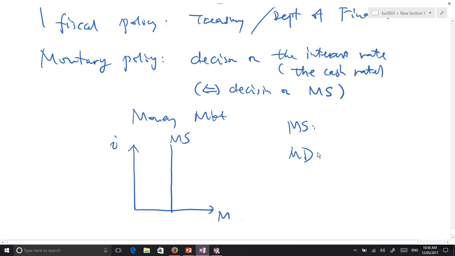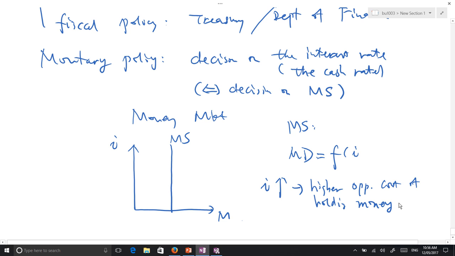Money demand. There are several factors that can affect money demand. The first one is it depends on the interest rate. It's a function of the interest rate. So when the interest rate goes up, there's a higher opportunity cost of holding money, because otherwise you can deposit your money in the bank and earn an interest payment. So a high interest rate means a high opportunity cost. So everything else being equal, you will reduce the holding of money. Money demand decreases.